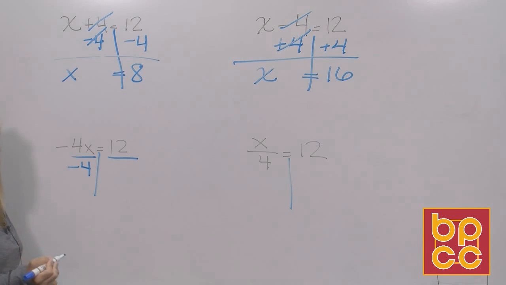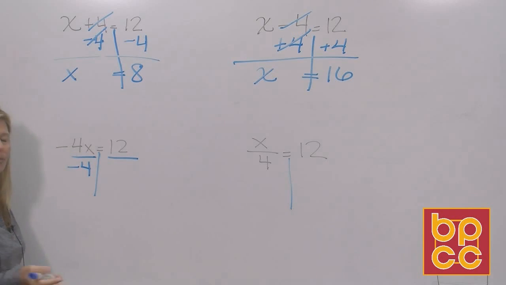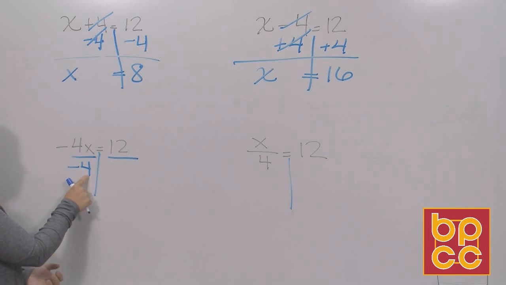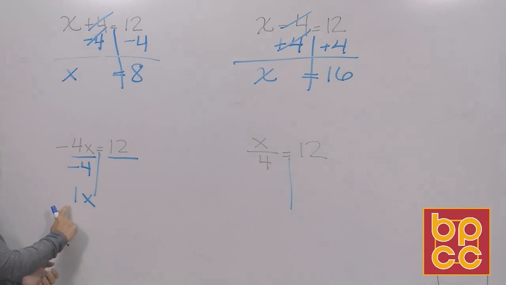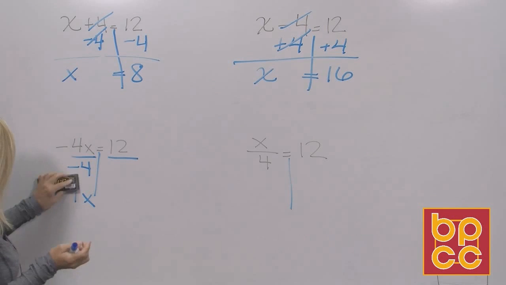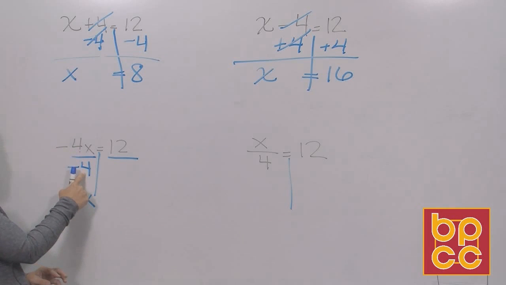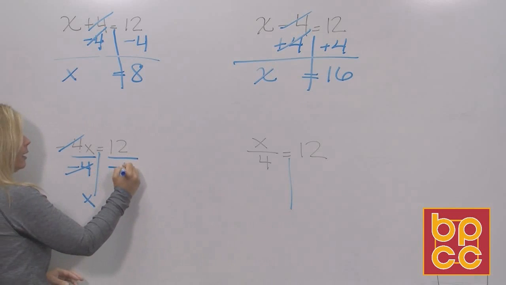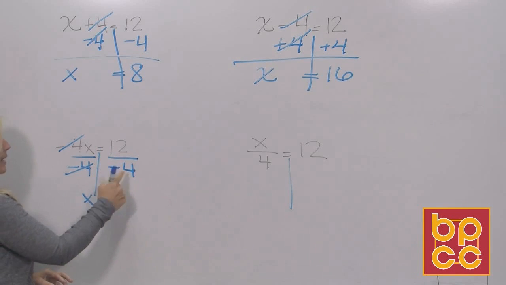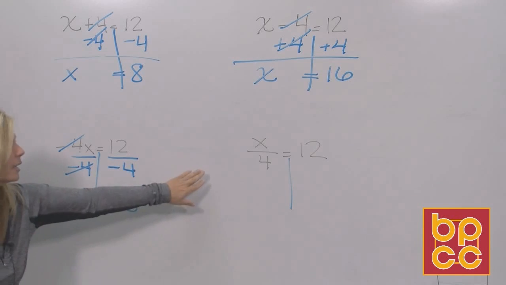And if you remember your rules of integers, a negative divided by a negative makes a positive. 4 divided by 4 is 1. We don't have to write the 1 in front of the x because remember from algebra and arithmetic, 1 times x is just x. So you do the same thing as you did up here. Multiplying by negative 4 and dividing by negative 4 are opposites. They cancel out. On the right side, 12 divided by negative 4 is negative 3. There is your solution.